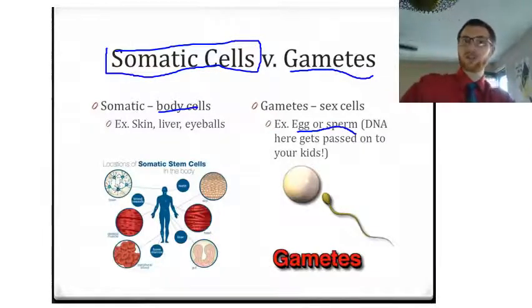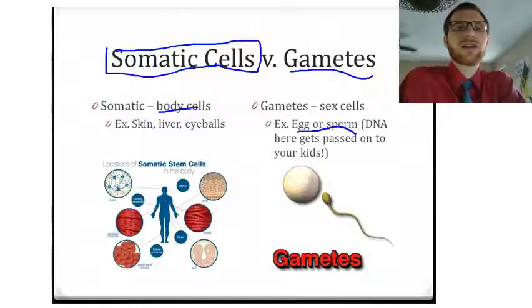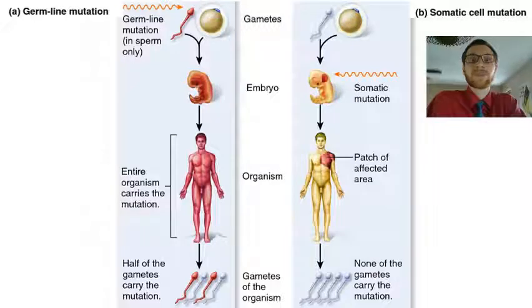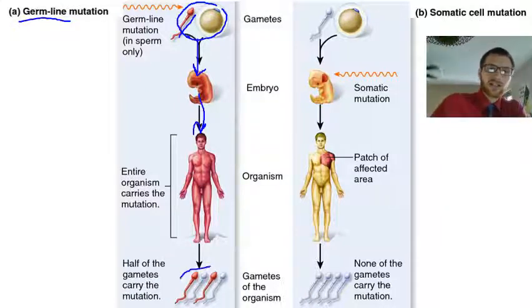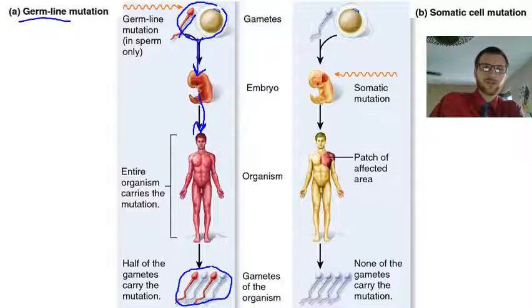So if there was a mutation in one of these two, which do you think would have longer impacts? If you guessed gametes, you would be correct. So germline is another way to say gametes. So when the sperm meets the egg, if there's a mutation, see here in the sperm, that could affect the embryo, that individual, and then also they could pass that mutation on to future generations.